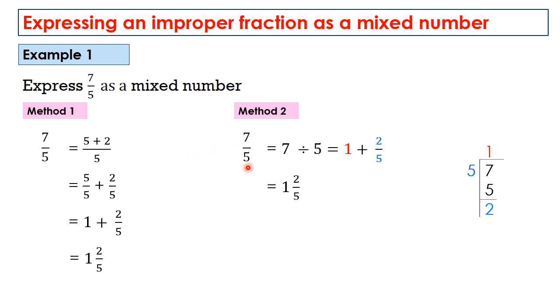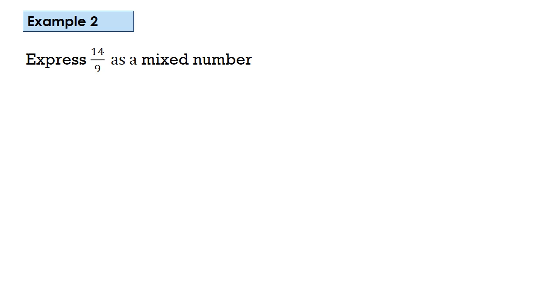So 7/5 by the second method, when converting into a mixed number, we need to consider how many 5s are here in this 7. How many 5s are here in 7? 1 time, and the balance is 2 out of the same denominator 5. And this is the second method. Converting improper fractions into mixed numbers, continuing here with example 2.